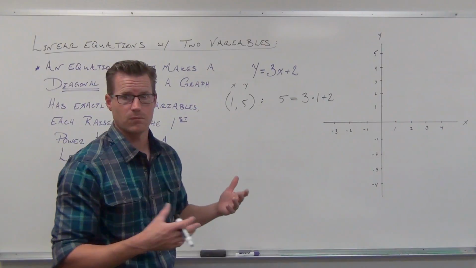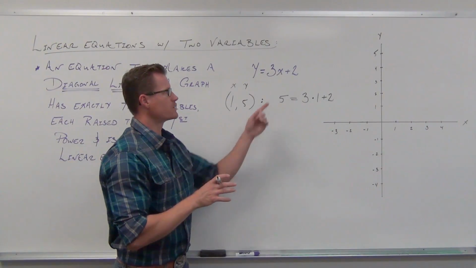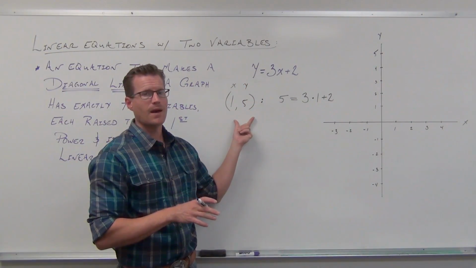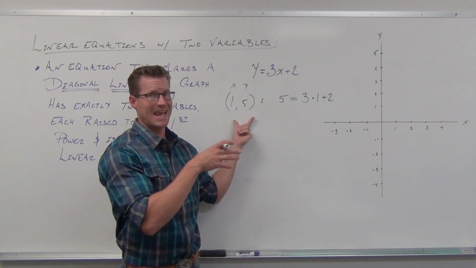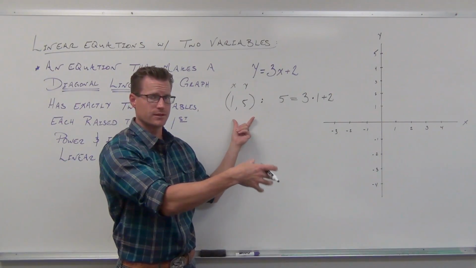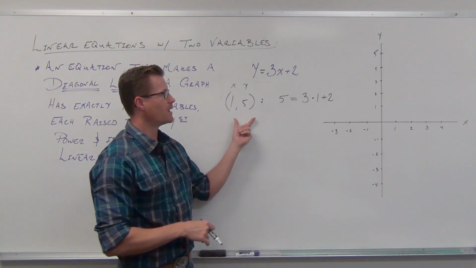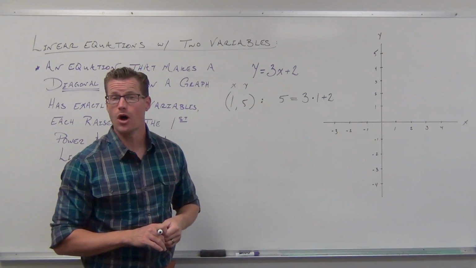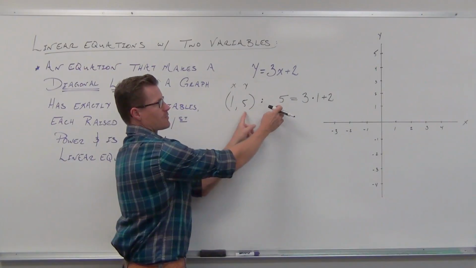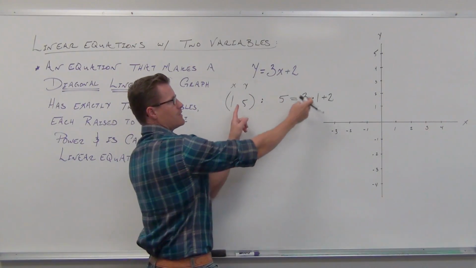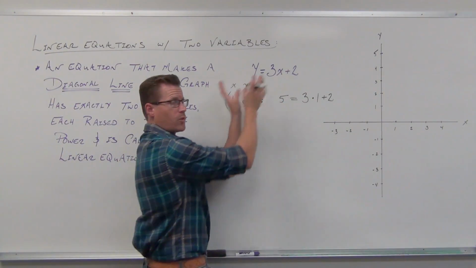So if you're like, what are you doing? All I'm doing is replacing the variables with the numbers that this point says they have to be in order to satisfy the linear equation and be on the line. That's what I'm doing. Let's see if it makes a true statement or not. 5 came from this 5. The y became 5. The x became 1 to check whether the point's on the line.